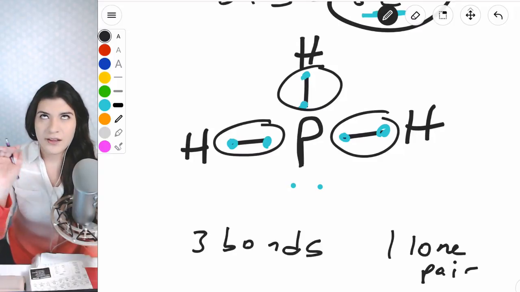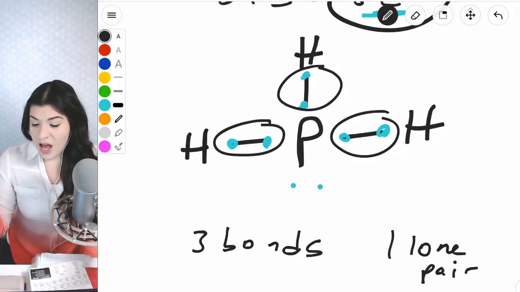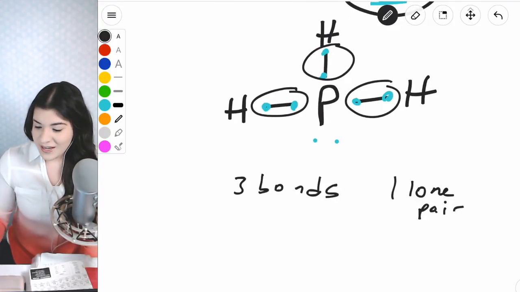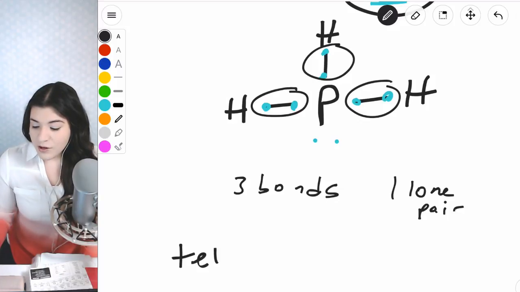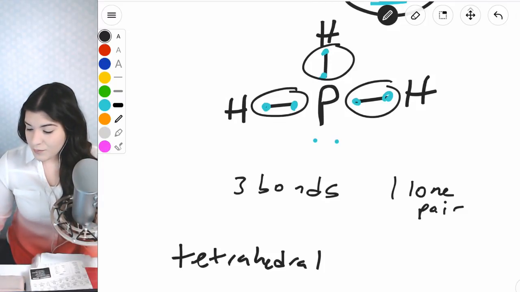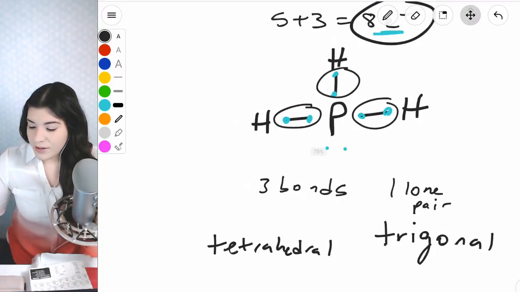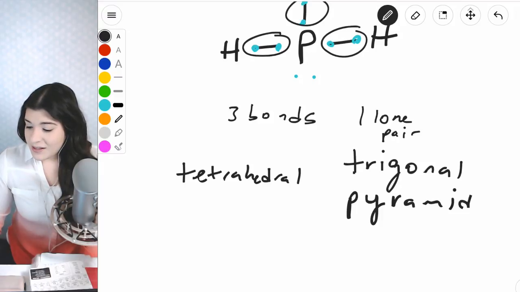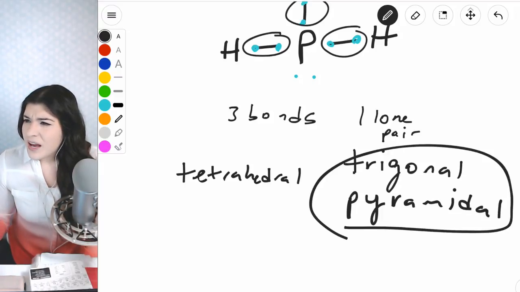Whenever you're looking at that, either electron geometry or molecular geometry, this specific type would have been, for its electron geometry, tetrahedral. However, for its molecular geometry, it would have been trigonal pyramidal. All right, so trigonal pyramidal would have been our molecular geometry in this case. So that would have been our answer for that first one.